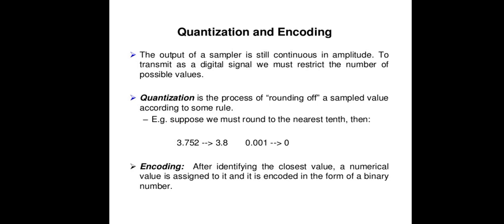Then next is the encoding. The encoding is, after identifying the closest value, a numerical value is assigned and encoded in the form of binary numbers.